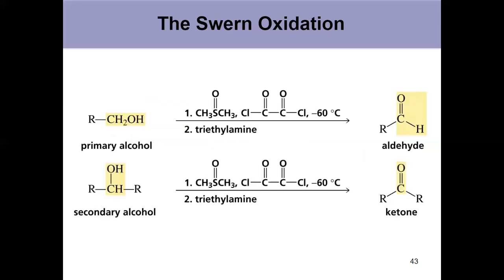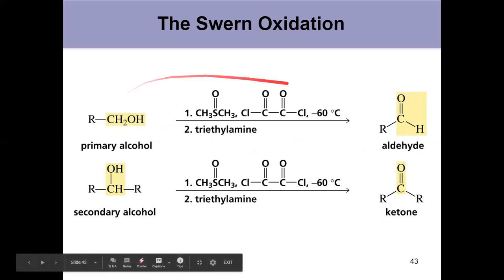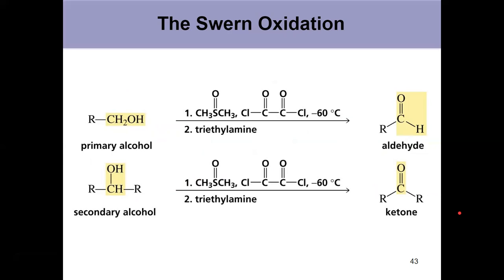Here's the 4th and the last way from chapter 10. It's called the Swern oxidation, and this is one you're going to want to star. Remember, if something has a name, it's typically pretty important. The Swern oxidation takes you from a primary alcohol to an aldehyde, or a secondary alcohol to a ketone, like all these other ones, except for chromic acid, which would take your primary alcohol to a carboxylic acid.